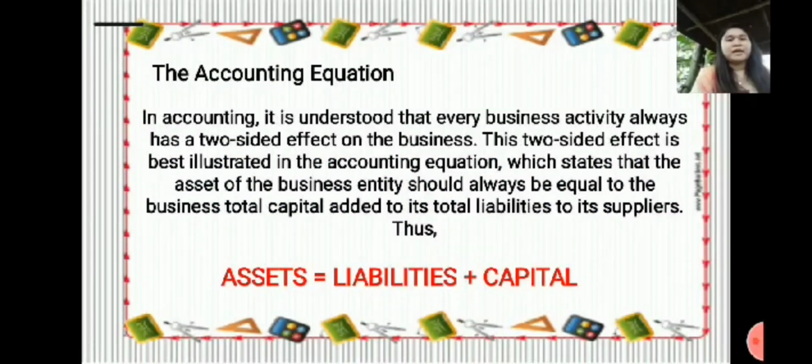The accounting equation. In accounting, it is understood that every business activity always has a two-sided effect on the business. This two-sided effect is best illustrated in the accounting equation, which states that the assets of the business entity should always be equal to the business's total capital added to its total liabilities to its suppliers. Thus, assets equals liabilities plus capital.